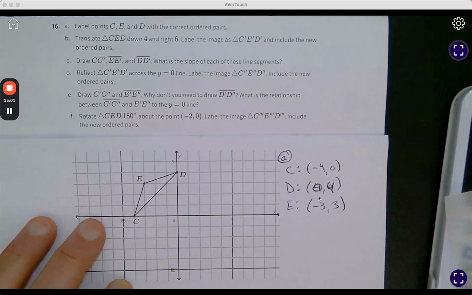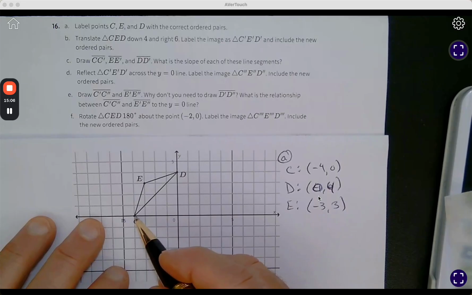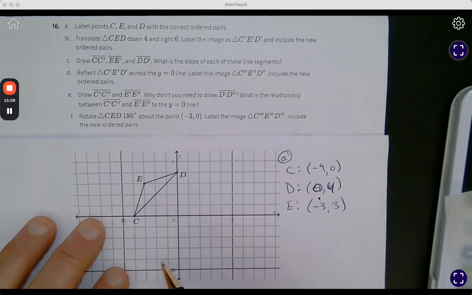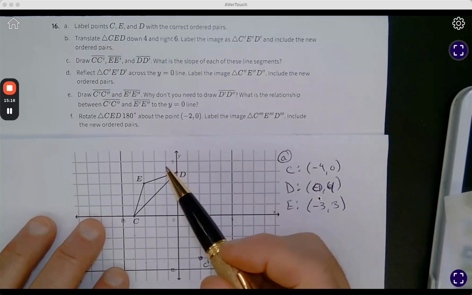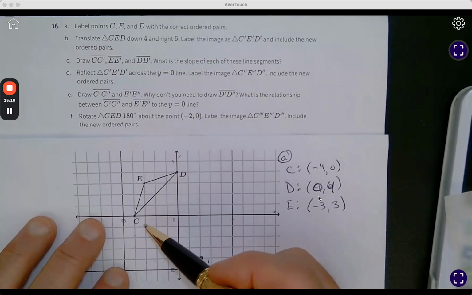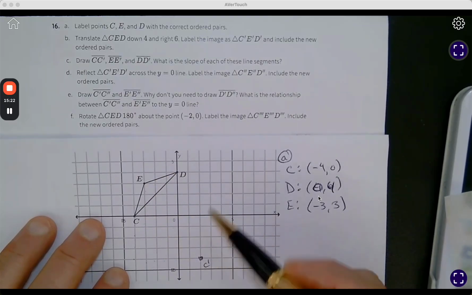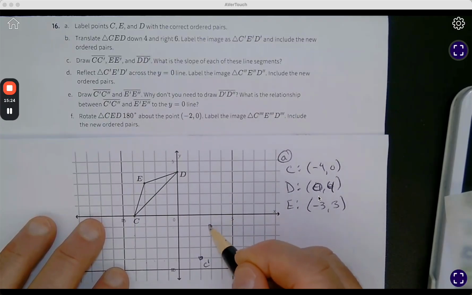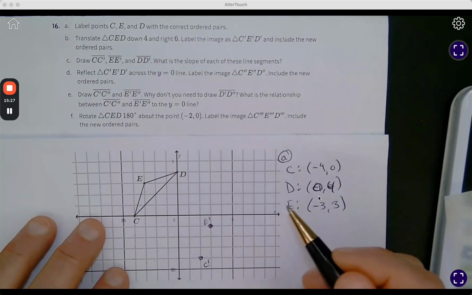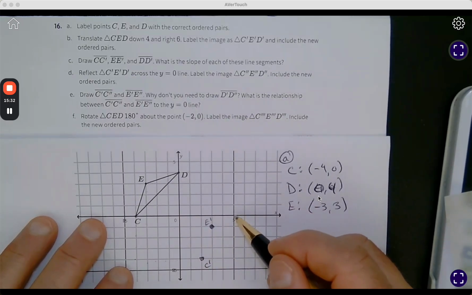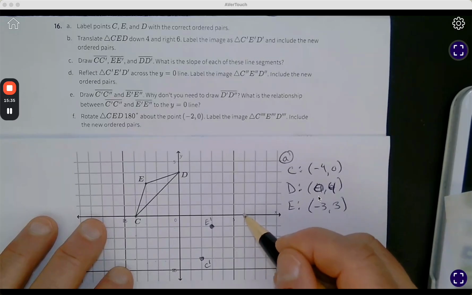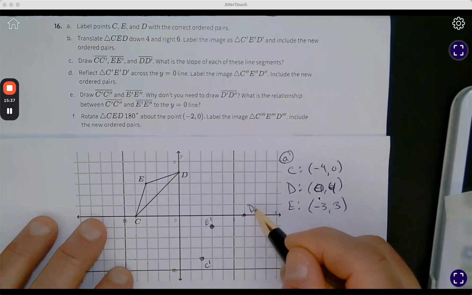Part B, translate CED down 4 and right 6. Okay? So down 4, 6. And that is C prime. Down 4, 1, 2, 3, 4, 5, 6 over 6. That is E prime. Down 4 over 6. And that is D prime.